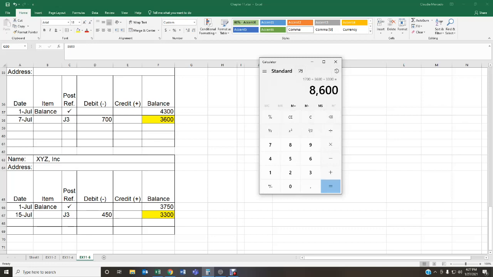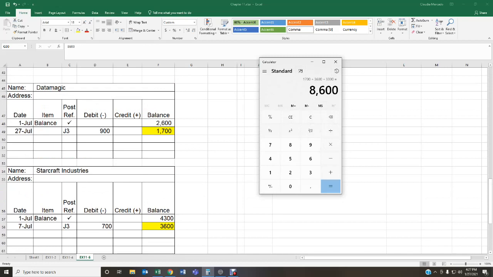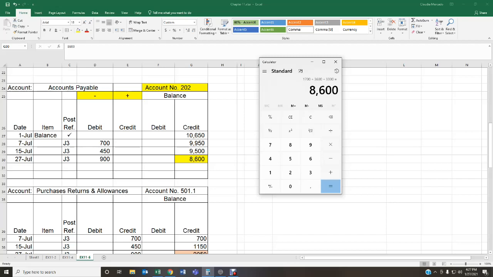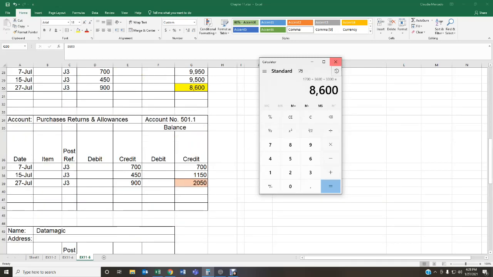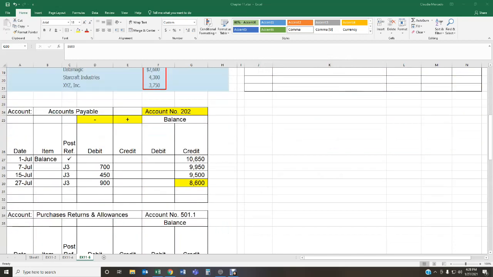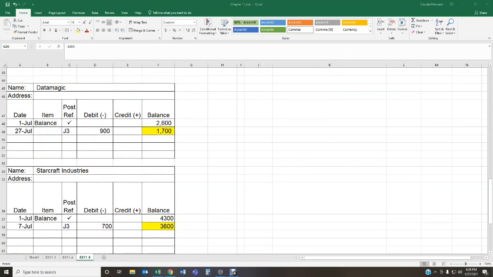The total of your accounts payable ledgers must always equal the balance on your accounts payable general ledger account. If it does not equal, then there's a mistake somewhere and we have to fix it. So that is the flow of information from posting to your journal, posting to your general ledgers, and then posting to your accounts payable ledgers.